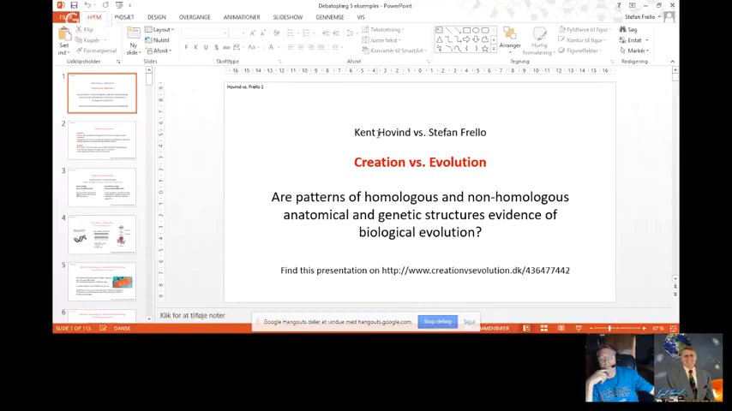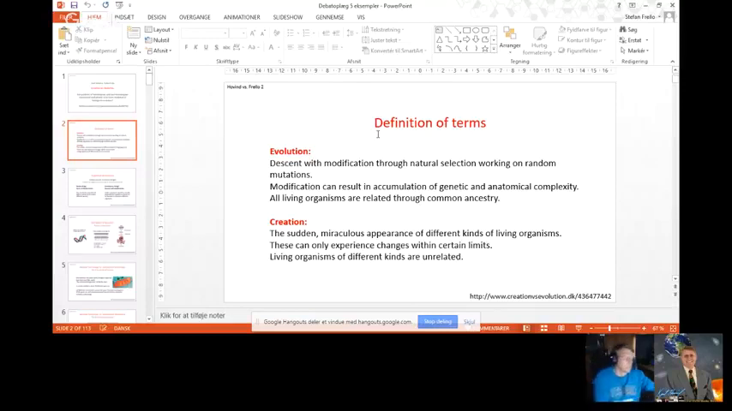We agreed on the topic of patterns of homology or non-homologous anatomical and genetical structures, whether that can be thought of as evidence of evolution, and that's what I'm going to argue that it is. First, I hope we can agree on the definition of terms: evolution means descent with modification through natural selection, working on random mutations, and this can result in accumulation of genetic and anatomical complexity. At least that's the claim that it can, and the result of this is that all living organisms are related through common ancestry. And in opposition to that, creation is the sudden miraculous appearance of different kinds of living organisms. They can experience some change, but only within certain limits, and therefore different kinds are unrelated. I hope that we can more or less agree on those definitions. Otherwise, we will have to discuss that too.